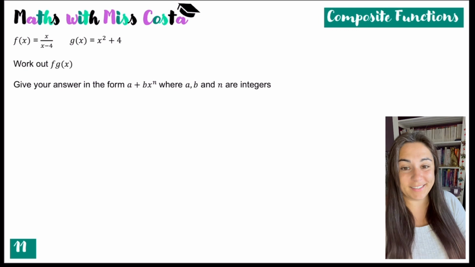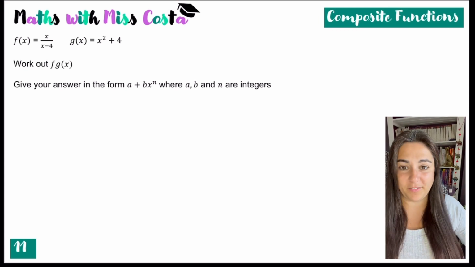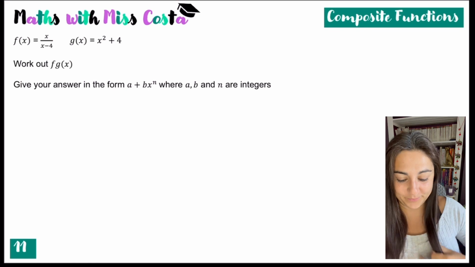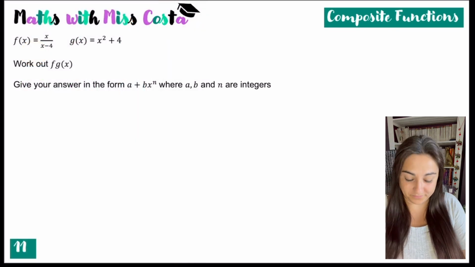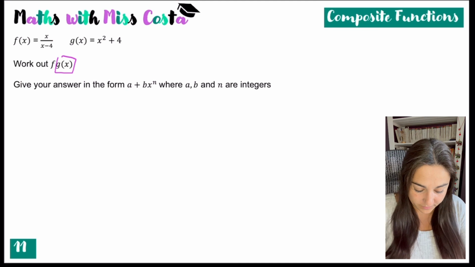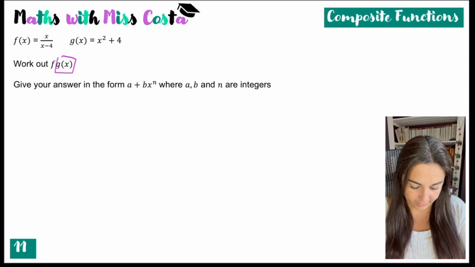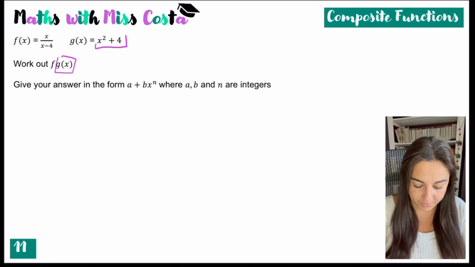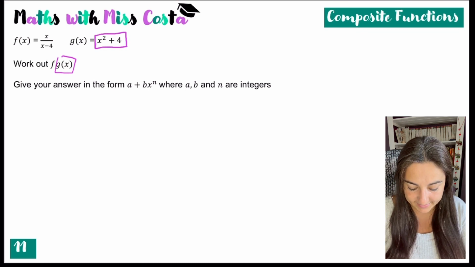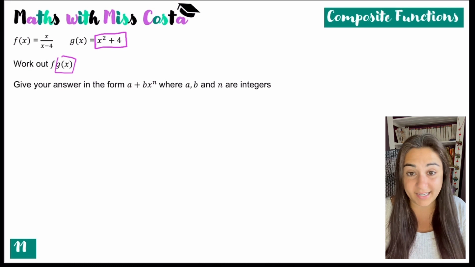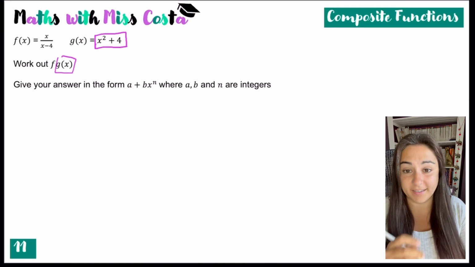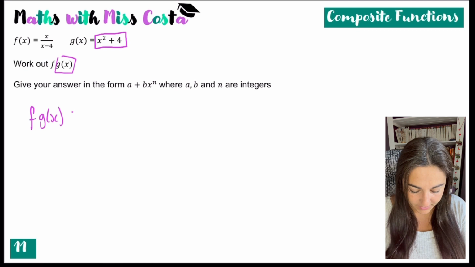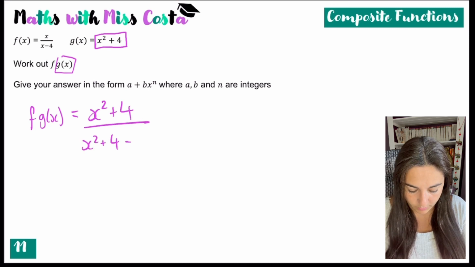Then we've got composite functions. Now these are slightly nasty, but they're absolutely fine if you just work your way from the inside out. So we need to work out f of g of x. What we want to do is substitute g of x, which is this, into f of x. So wherever we see an x, we're going to put what I've highlighted in pink. So f of g of x is going to be (x squared plus 4) over (x squared plus 4 take 4).